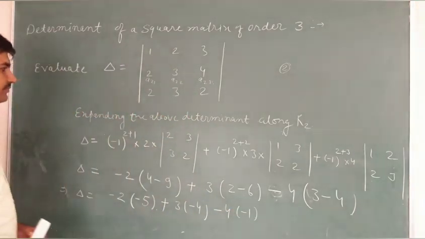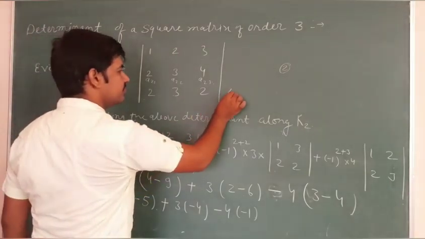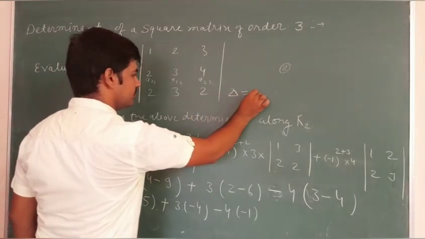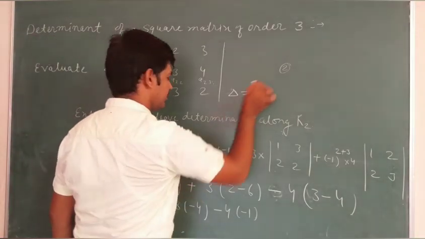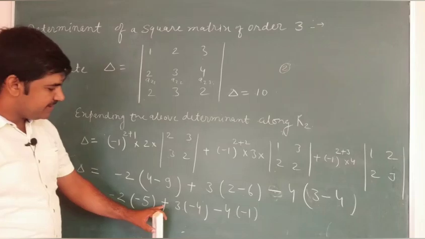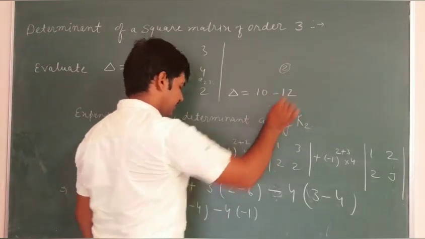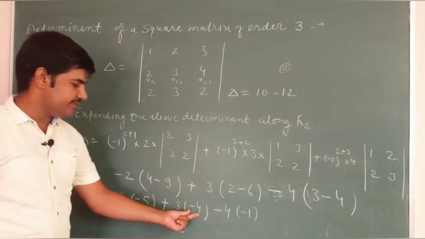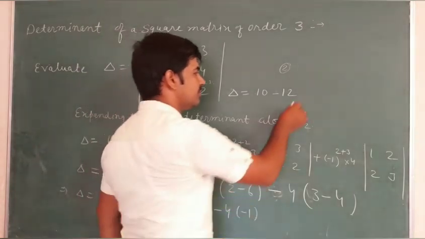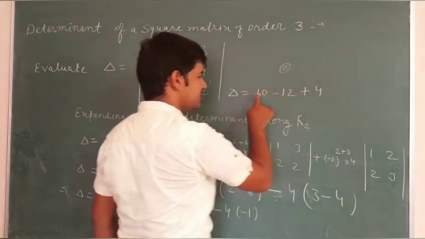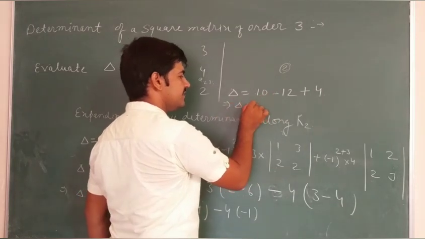Dear students, what do we get now? We get del is equal to minus 2 times minus 5, which is plus 10, and then plus 3 times minus 4, which is minus 12. Now minus 4 times minus 1 is equal to plus 4. Dear students, 10 plus 4 is 14, minus 12 is 2. That implies that del is equal to 2.